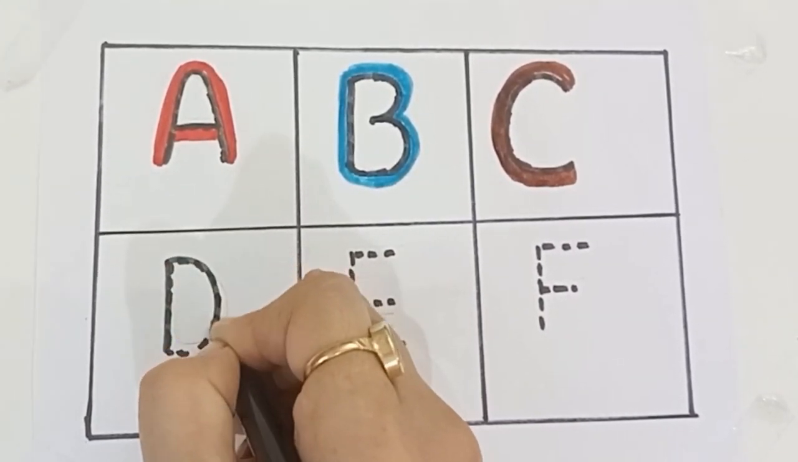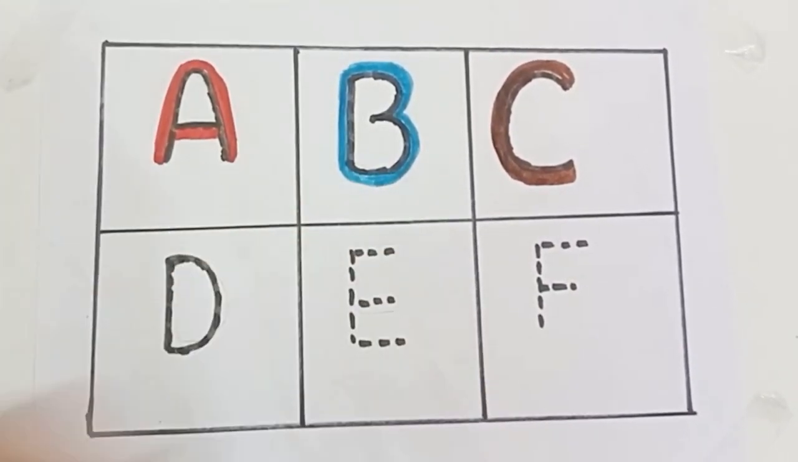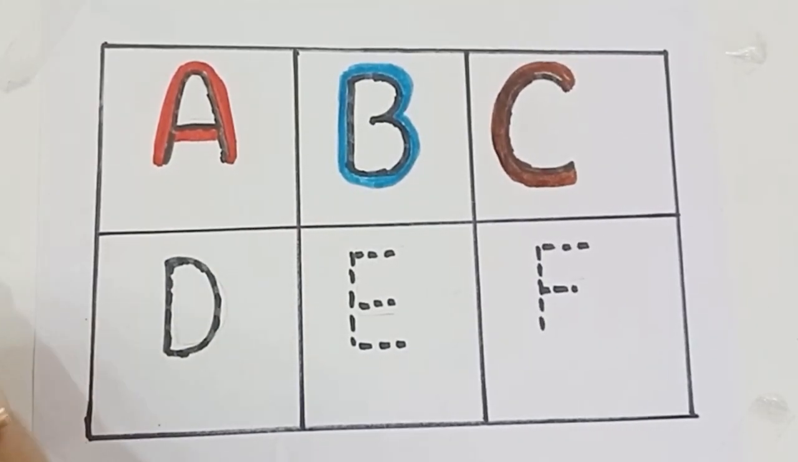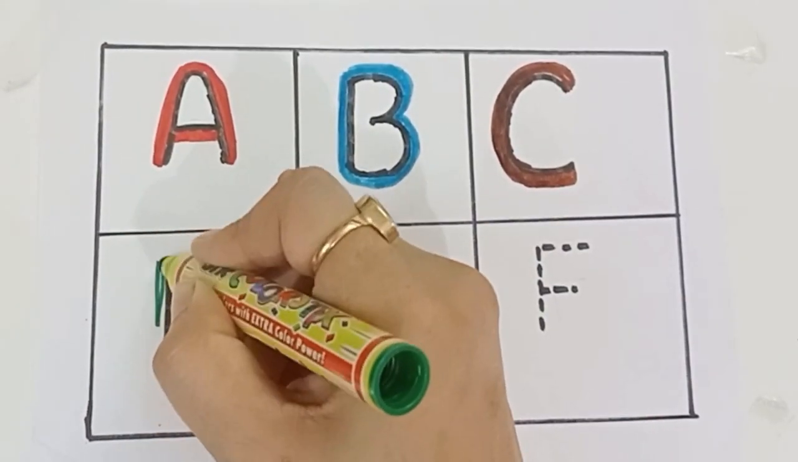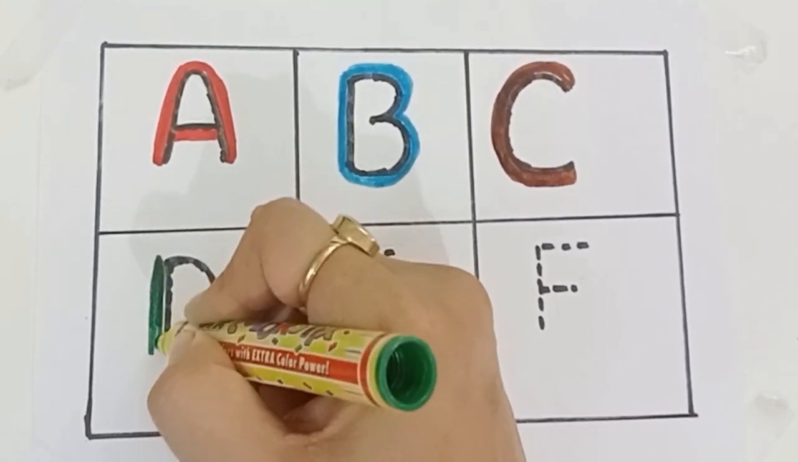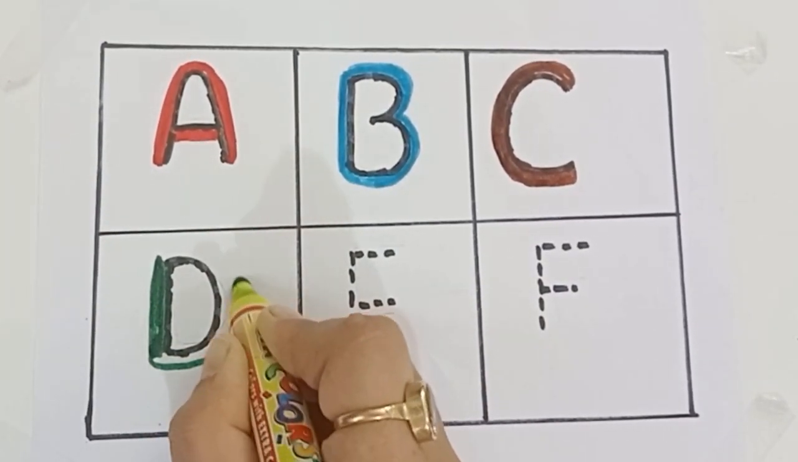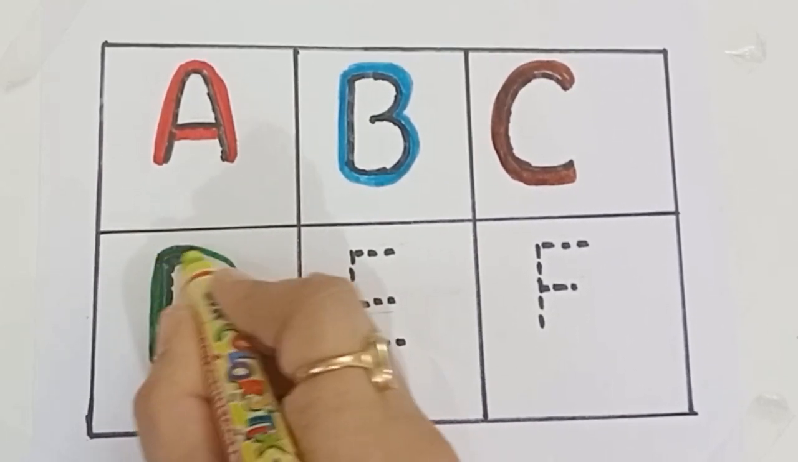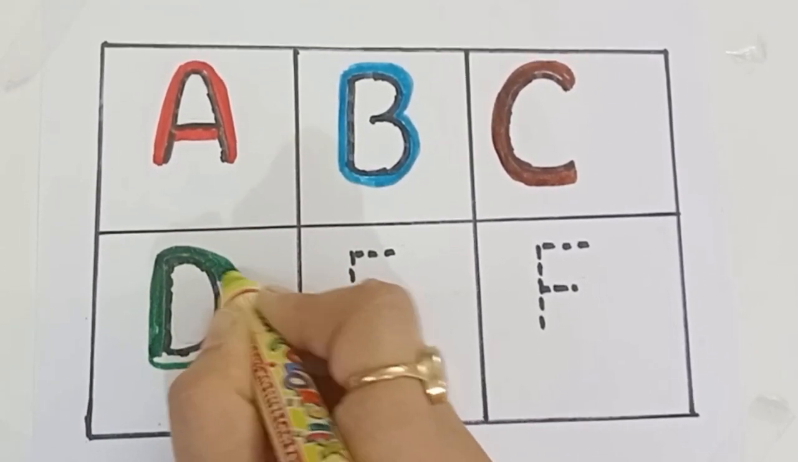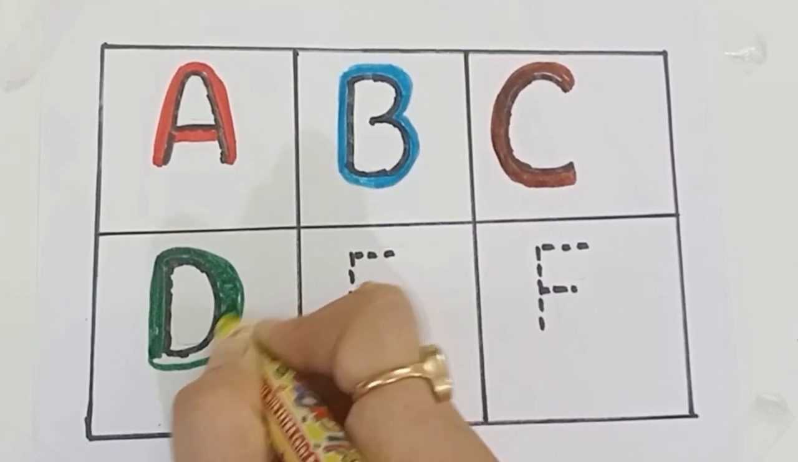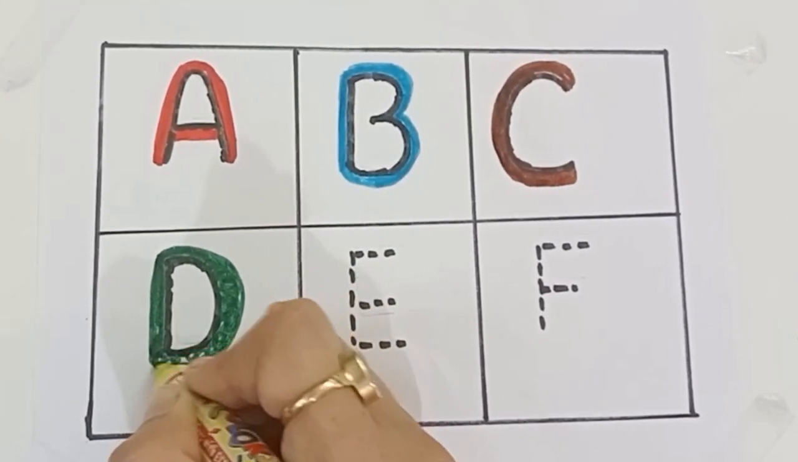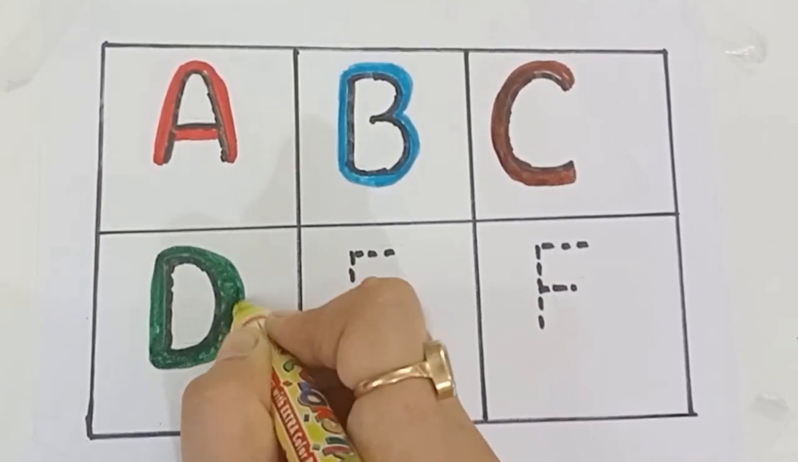D, D for dog, dark green color. D for dog, dark green color.